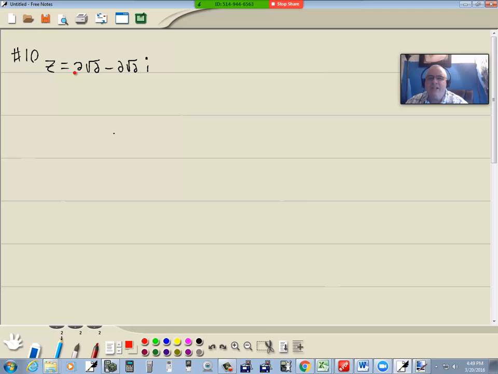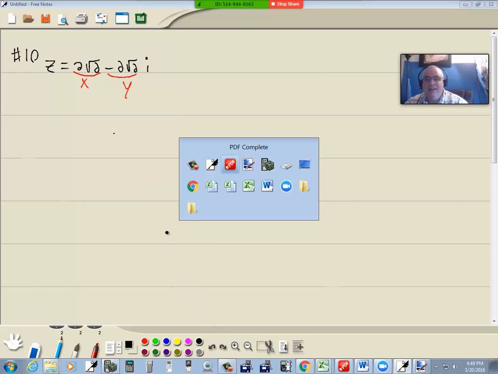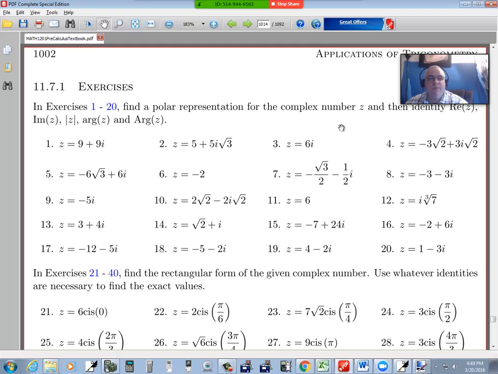Now there's different notation for this. I'm just going to refer to this as x and refer to this as y. Some books will use a's and b's, and I have no clue what this book does. It says find a polar representation for the complex number z. I won't find all these other pieces. I think those are pretty evident once you find the complex number.